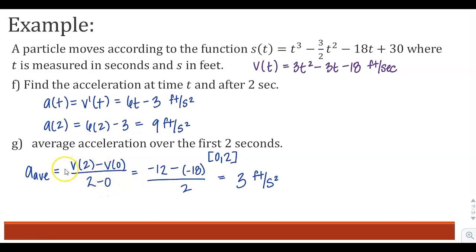Sometimes students get confused and think, oh, average acceleration is a of 2 minus a of 0 over 2 minus 0. But that wouldn't give us the correct units. We do get the correct units here, because if I subtract the two velocities on the top, these velocities are in feet per second. And then 2 minus 0, those are times, so that's over seconds. That's how we end up with the correct units for acceleration, feet per second squared.